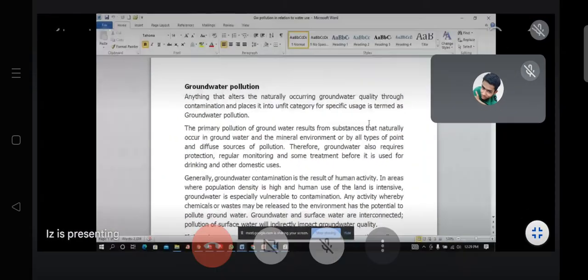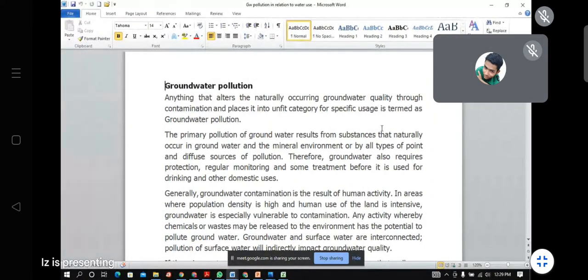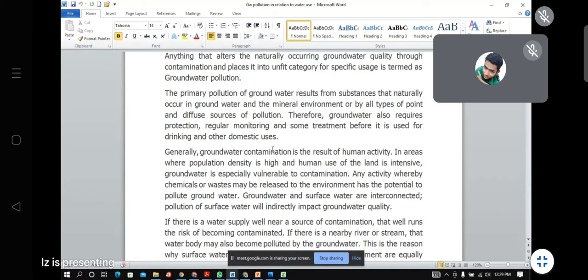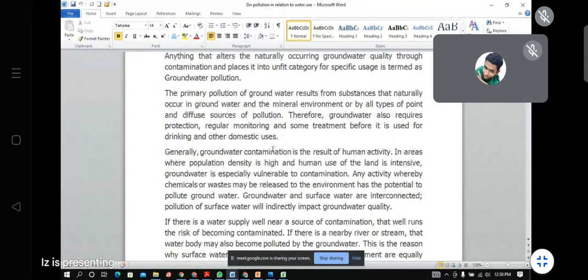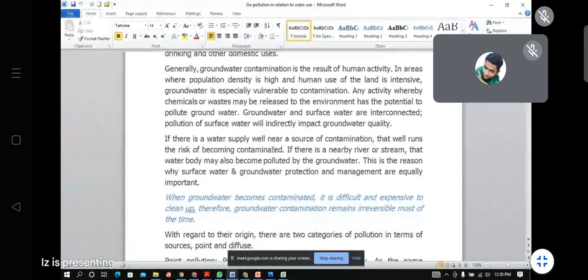The primary pollution of groundwater results from substances that naturally occur in groundwater and the mineral environment, or from all types of point and diffuse sources of pollution. That is why groundwater should be protected and regularly monitored. So here two terms came up: one is point and one is diffuse source of pollution. What is point and what is diffuse source of pollution? That we will go through.